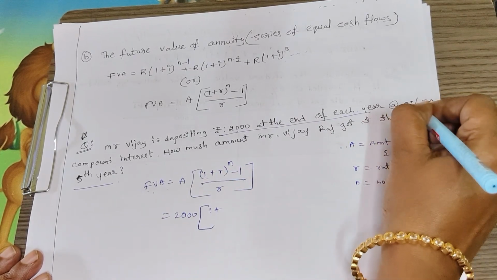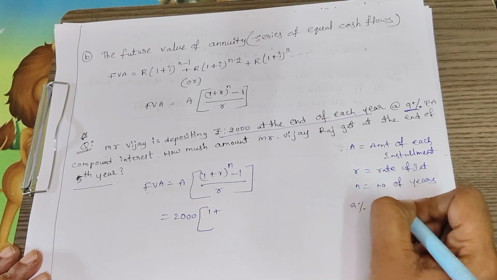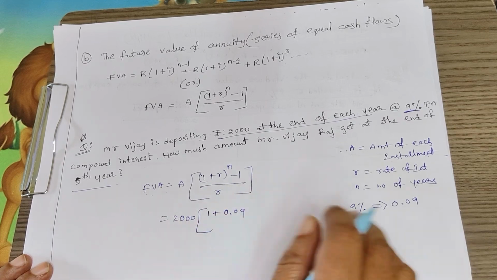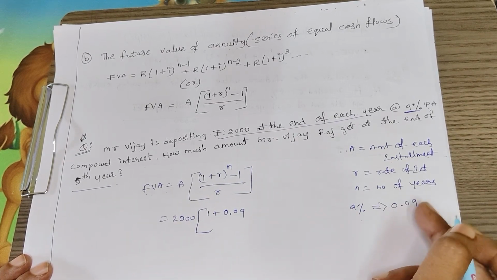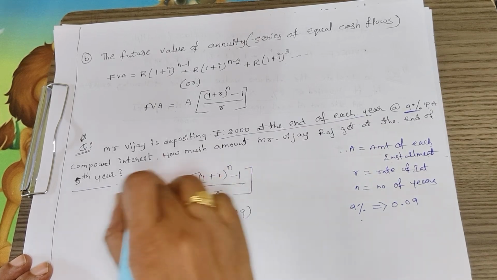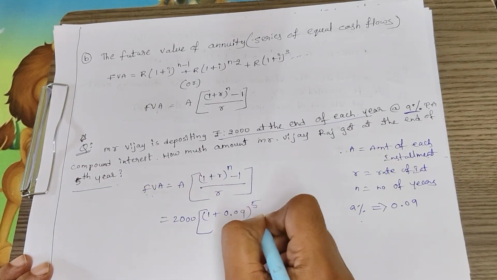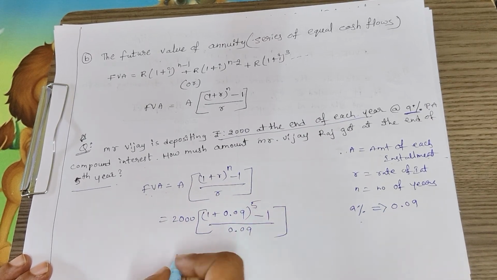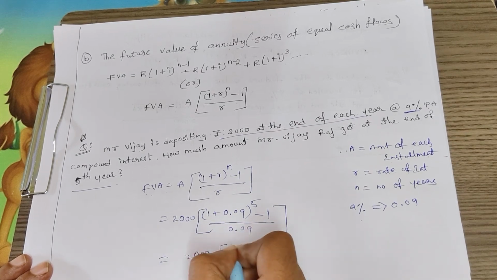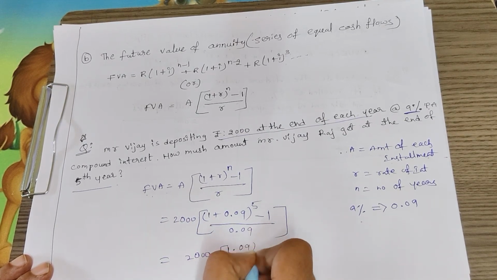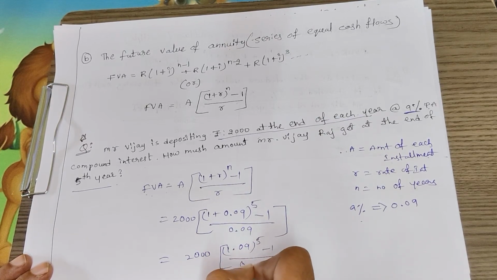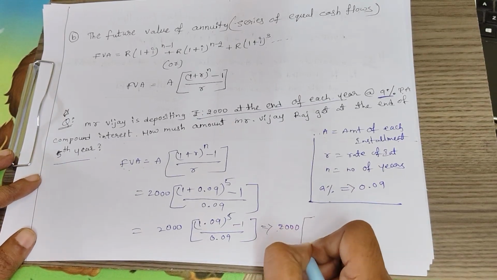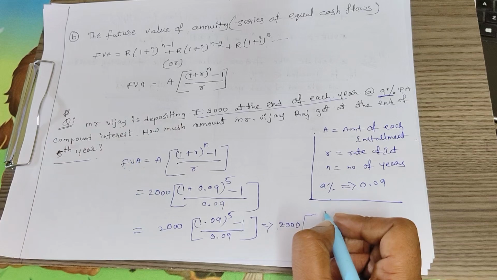R is equal to the rate of interest. How much rate? 9%. So 9% converted into decimals is 0.09. How do we get this? 9 divided by 100 is 0.09. Whole to the power of n, where n is the number of years, 5 years. So 5 minus 1, divided by R, which is 0.09. So 2000 into (1 plus 0.09), 1.09 to the power of 5 minus 1, divided by 0.09. 2000 into 1.09 multiplied 5 times.